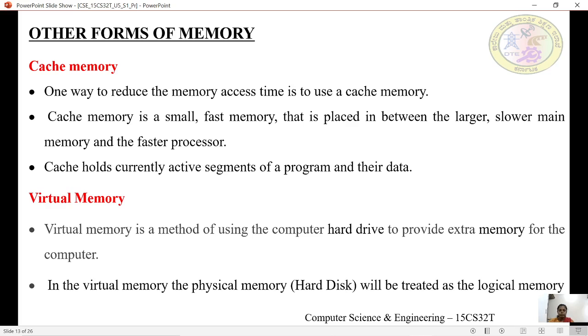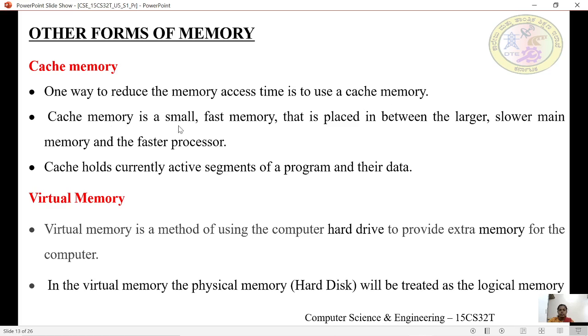Other forms of memories. Actually, we want the memory to be fast, large and less expensive. But we cannot have all these in one. So to satisfy all these requirements, we need different kinds of memories, that is cache memory and virtual memory. The cache memory is one of the ways to reduce the memory access time. We are using the cache memory to reduce the memory access time.